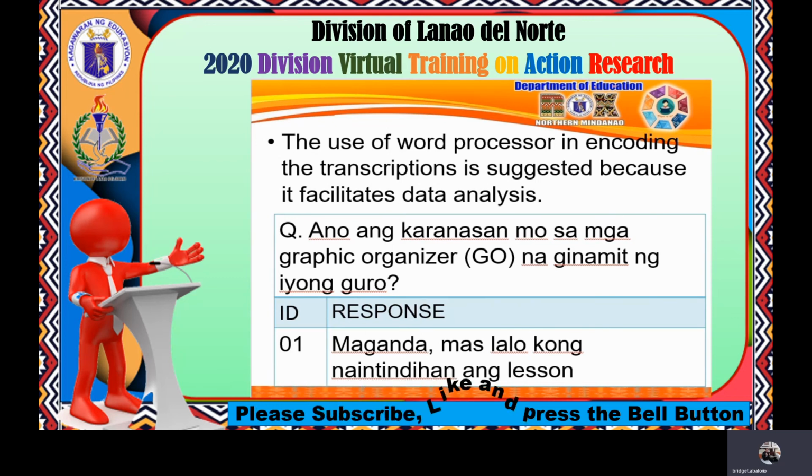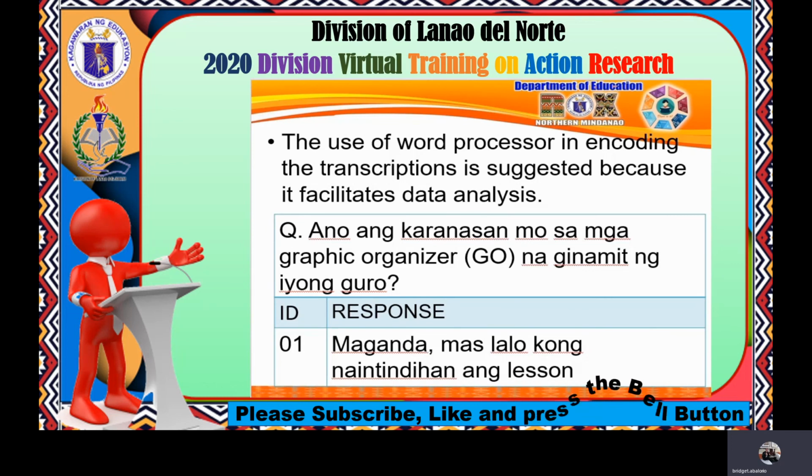Okay, so we have here an example of a research question. Ano ang karanasan mo sa mga graphic organizer or GO na ginamit ng iyong guro? So we have different responses. We have 10 respondents. And when you see 01, it represents the response of student 1, and so on and so forth. Since we have 10 respondents, so 01 to 10, all of the IDs.